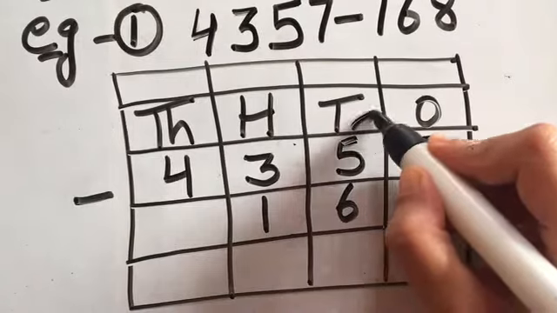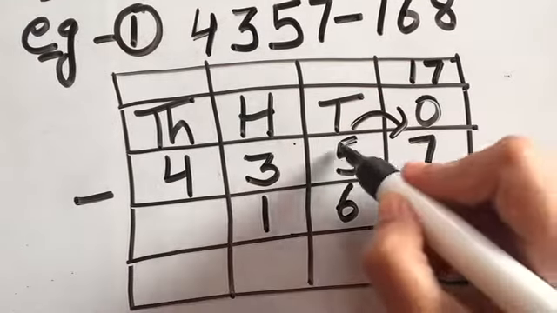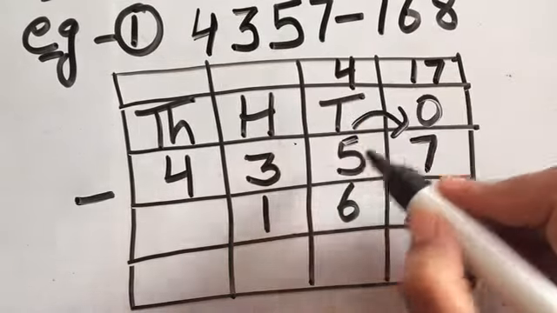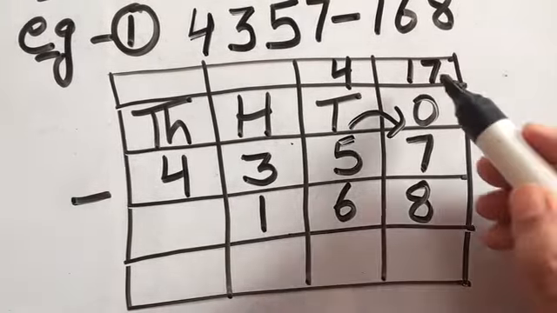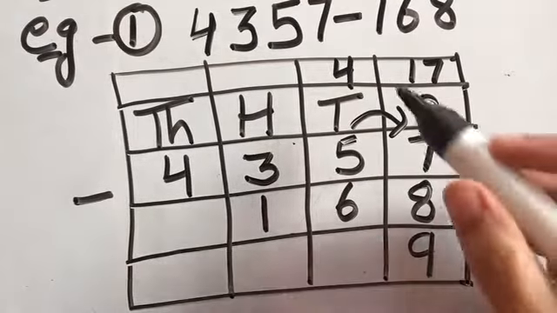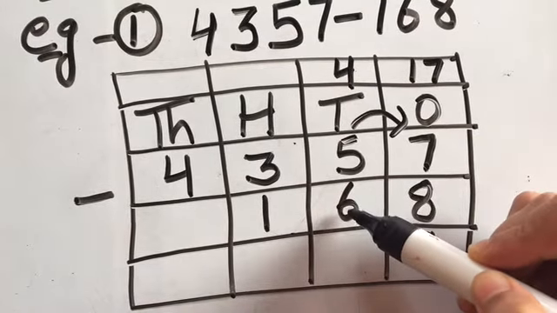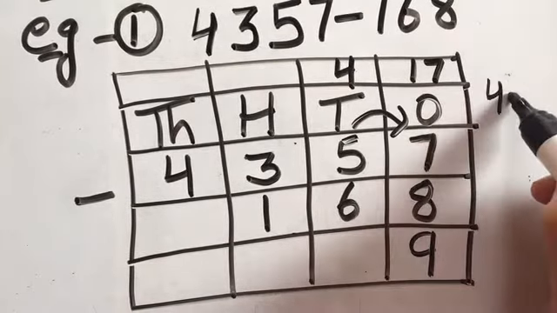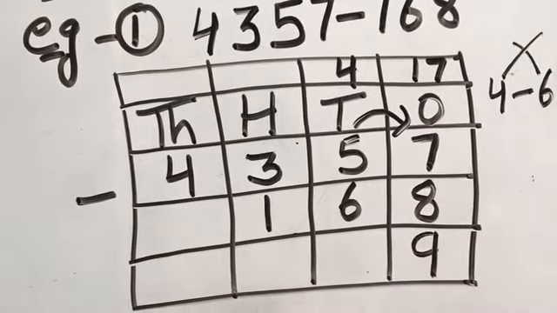So if 1 is coming here, so this 7 will become 17 and this 5 will become 4, because 5 has given 1 to 7. Fine. So 17 minus 8 is 9. Now here we have 4 and below it 6. So we cannot subtract 4 minus 6.